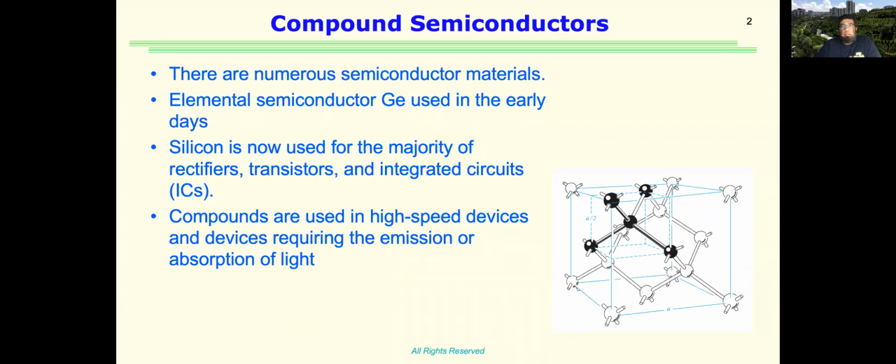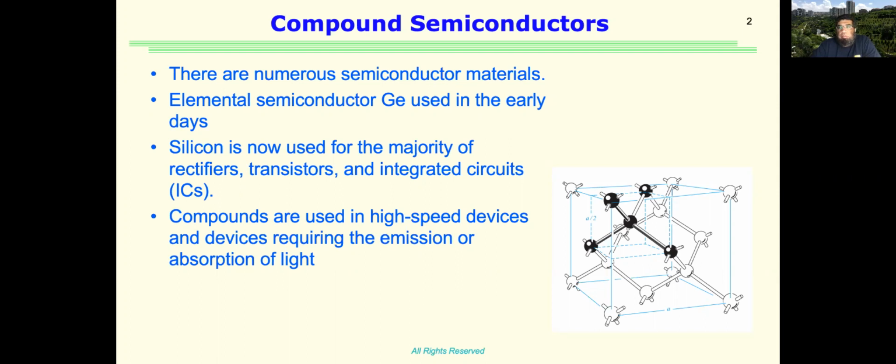Hello, this is my lecture about compound semiconductors. So compound semiconductors are a mixture of elemental semiconductors. If you use just one element like silicon or germanium, silicon is mostly used for electronic devices. Germanium was used in the early days of semiconductor devices, but now we use many different combinations of semiconductor materials, and we use them in compounds.